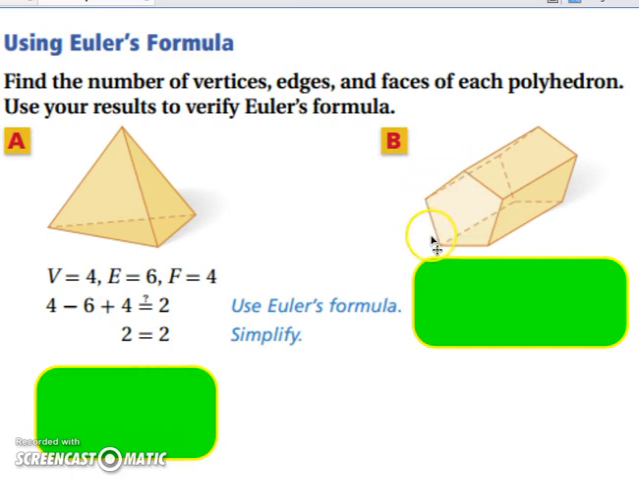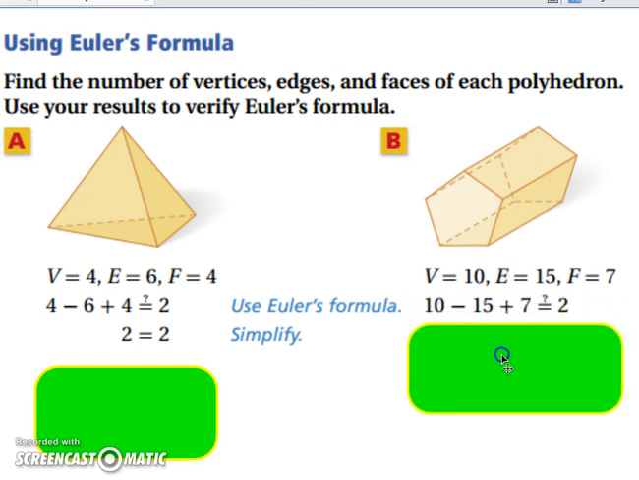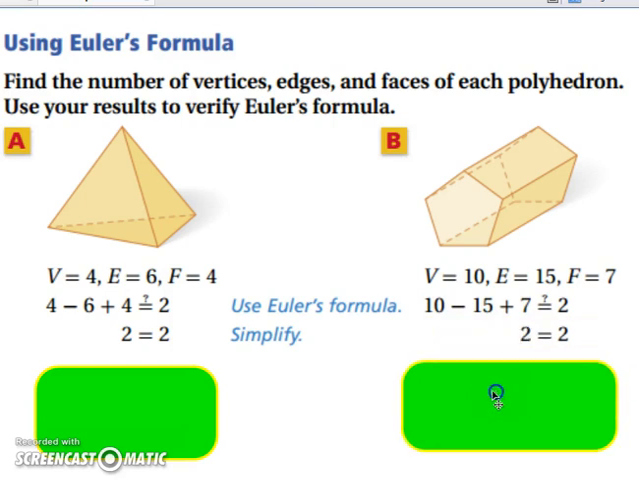We have 1, 2, 3, 4, 5, 6, 7, 8, 9, 10 vertices. Then we have the 5 edges of this pentagon, the 5 edges of that pentagon. So we've got 10 plus 1, 2, 3, 4, 5. So 15 edges. And the faces, we have 1, 2, 3, 4, 5, 6, 7. So 10 minus 15 plus 7. Well, is that 2? Yes, it is.